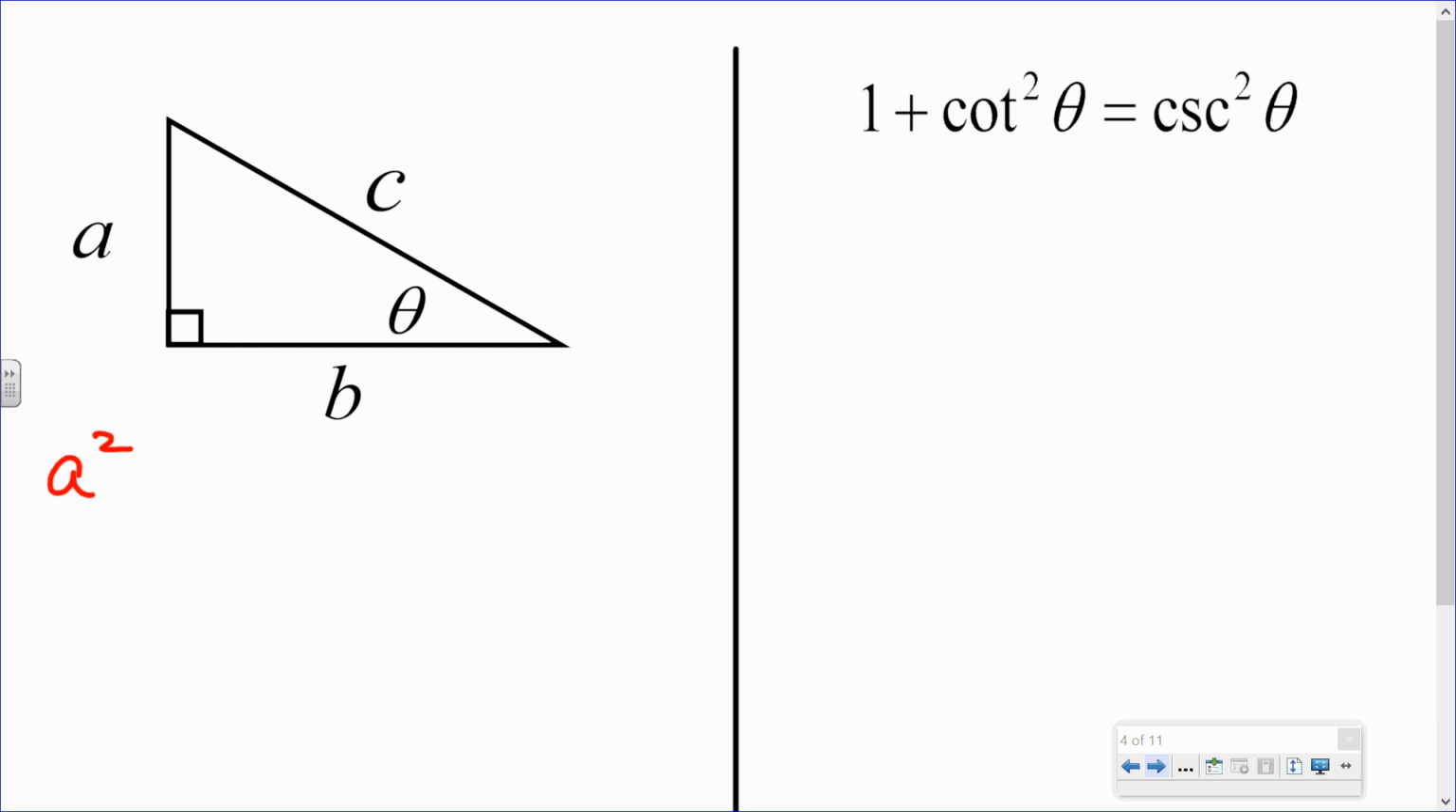And I label the sides of the triangle so that I can write down a squared plus b squared equals c squared. This time the trig functions in the proof that I want to do are cotangent and cosecant. I need to use SOHCAHTOA, but cotangent is not part of SOHCAHTOA.